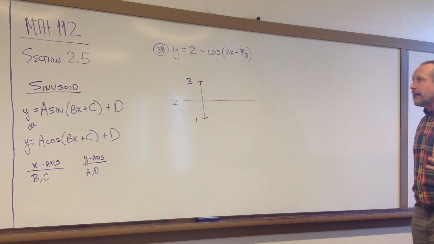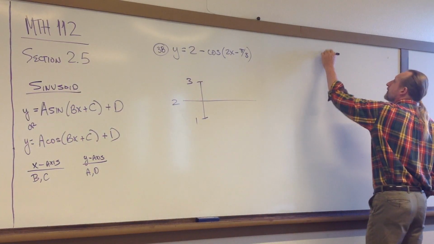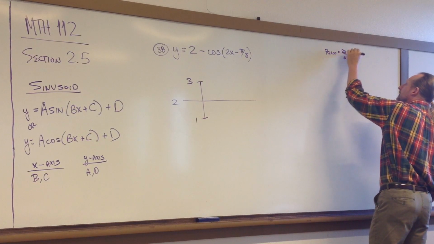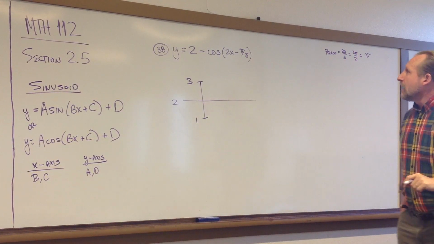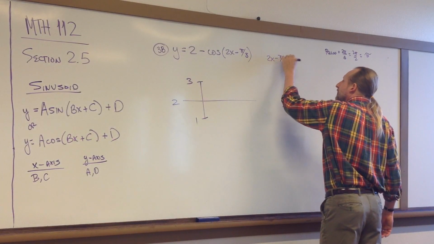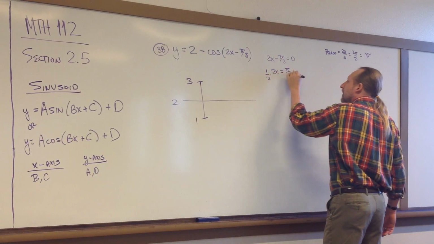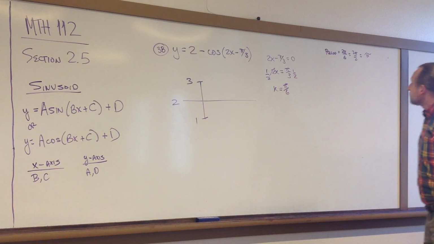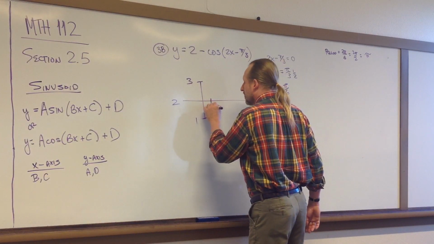All right, so there's the y-axis. Now for the x-axis, I'll do the period first again. Let's see, 2 pi over b, which in this case is 2. So our period will be pi. And then our new starting point, 2x minus pi over 3 equals 0. And multiply by a half on each side. Our starting point is pi over 6 again. All right, let's put that in here.